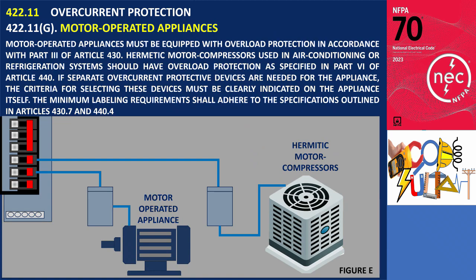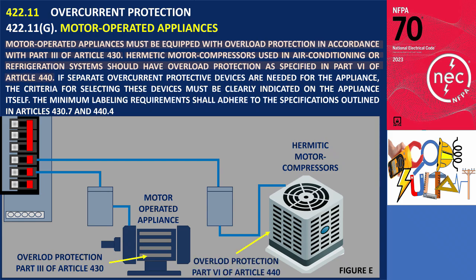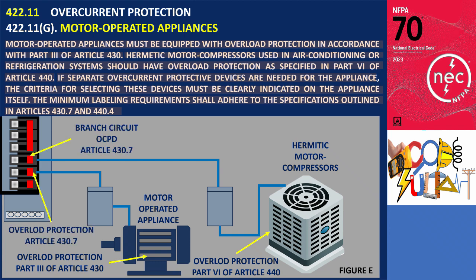Section 422.11(G). Motor-operated appliance. Motor-operated appliances must be equipped with overload protection in accordance with Part 3 of Article 430. Hermetic motor compressors used in air conditioning or refrigeration systems should have overload protection as specified in Part 6 of Article 440. If separate overcurrent protective devices are needed for the appliance, the criteria for selecting these devices must be clearly indicated on the appliance itself. The minimum labeling requirements shall adhere to the specifications outlined in Articles 430.7 and 440.4.